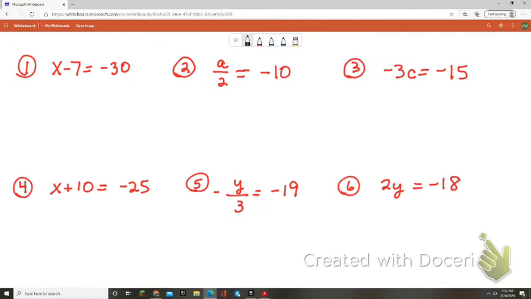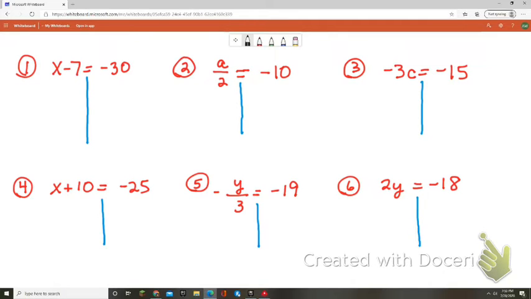Good morning. Today we are going to recall how to solve one-step equations. You want to treat the equal sign like a fence. So what you do to one side of the fence, you have to do to the other side of the fence. So on all of these problems, I'm going to draw a line down my equal sign so that you guys can see that I'm going to show my work on both sides of this equal sign.